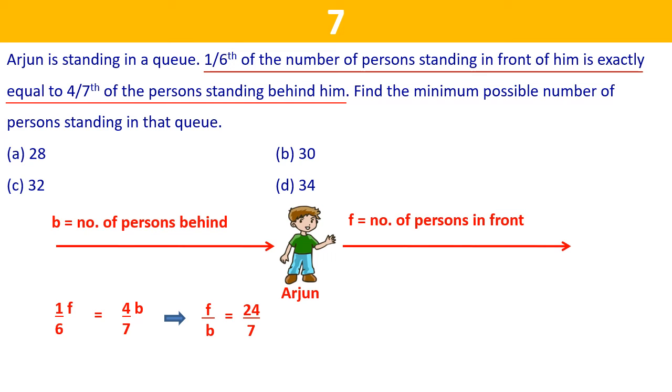But here in this question it is asked to find the minimum possible number of persons. So we will not further extend this ratio. We will assume that in front if there are 24 and behind him there are 7, then the minimum number of persons standing in the queue will be B plus Arjun himself plus F. So that is 24 plus 7 plus Arjun. The total comes out to be 32 persons, the minimum number of persons.